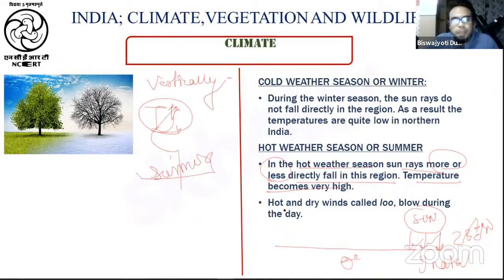Understood this? Then this season, what happens? As the conditions are very dry, because we are having hot season, right? And because of this, in the northern parts of India, what will happen? As the season is very dry and warm, a very hot wind starts to blow, which we call your loo. Understood?